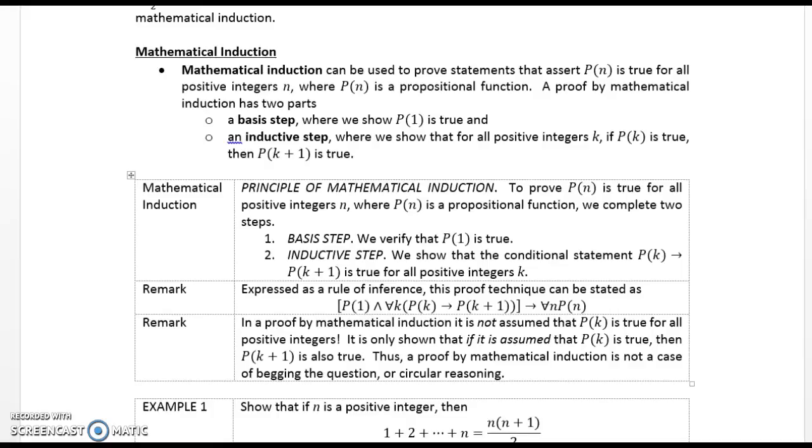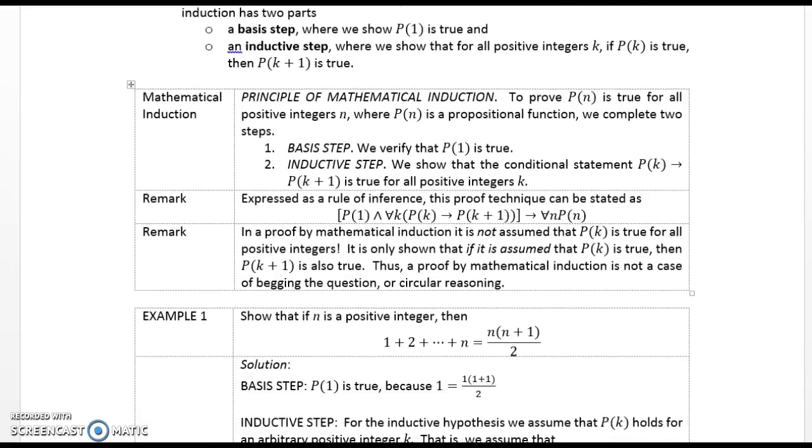Mathematical induction can be used to prove statements that assert P of n is true for all positive integers n, where P of n is a propositional function. A proof by mathematical induction has two parts: a basis step where we show P of 1 is true, and an inductive step where we show that for all positive integers k, if P of k is true, then P of k plus 1 is true. So when you make your proofs by induction, I want you to label the basis step and label the inductive step.